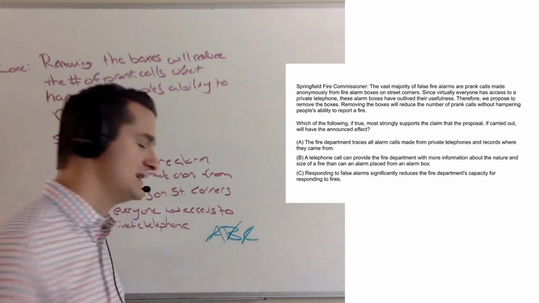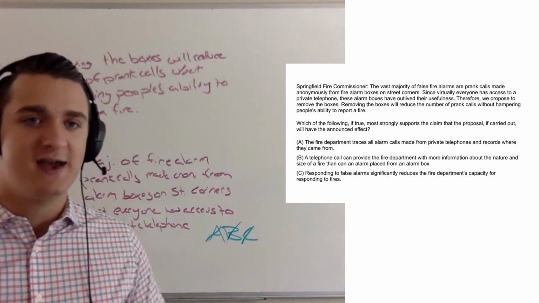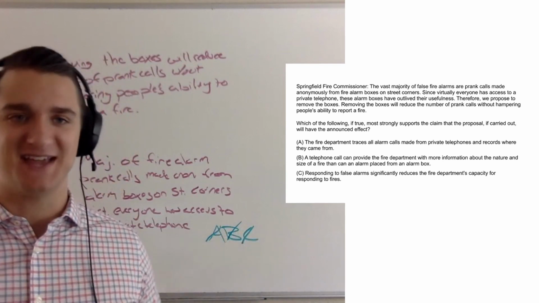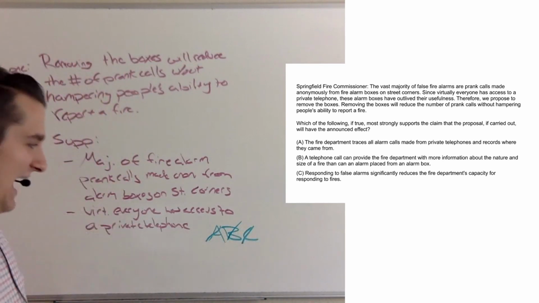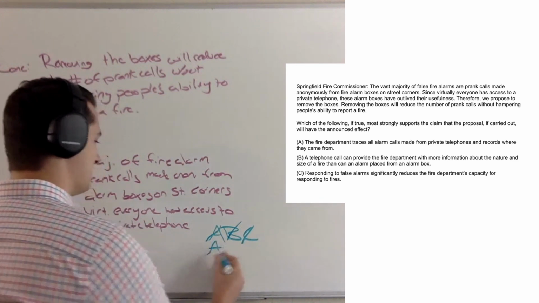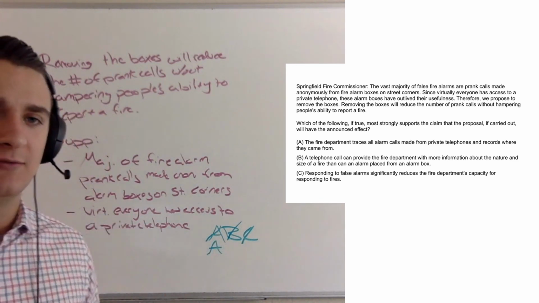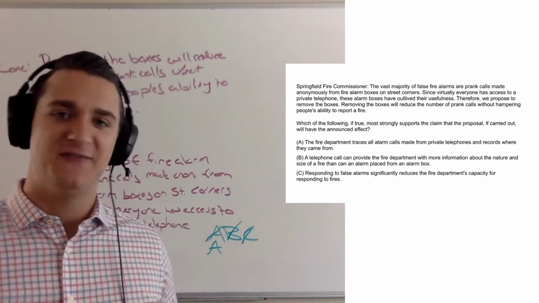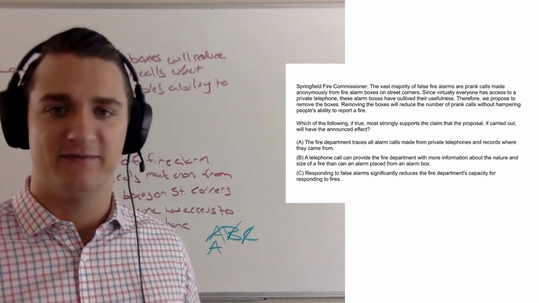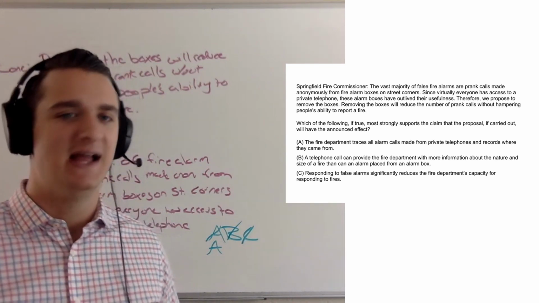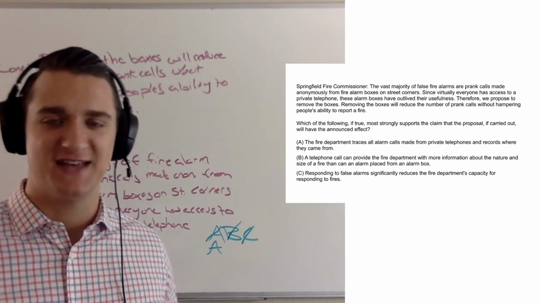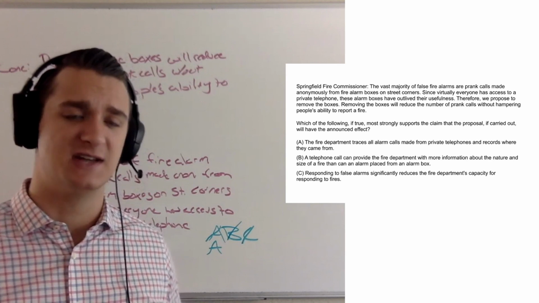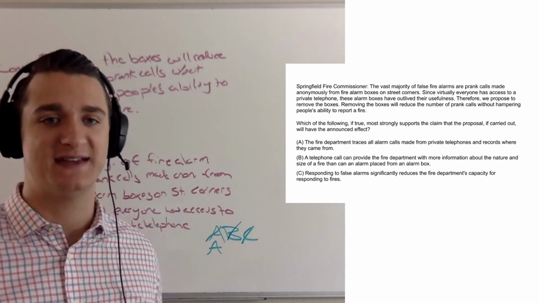Now, what you'll see here is that I've played a little bit of a cruel trick on you, and that one of these, obviously we've eliminated all three, so one of these is actually the right answer here. But it's actually going to be A here, and I want to take another look at A. Because you'll notice that when I went through A, and I went through it kind of quickly, I just said, well, the fire department traces all alarm calls made from private telephones and records where they came from. A passage isn't really about private telephones, it's about alarm boxes. But that actually is another version of just saying, well, hey, that's irrelevant, that's out of scope.